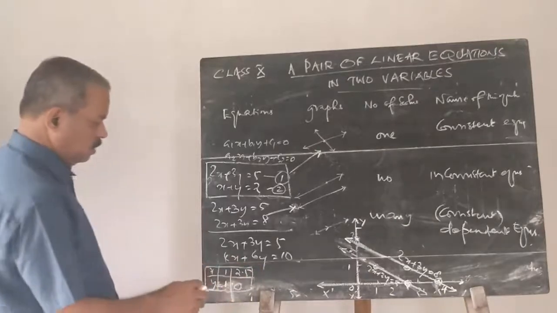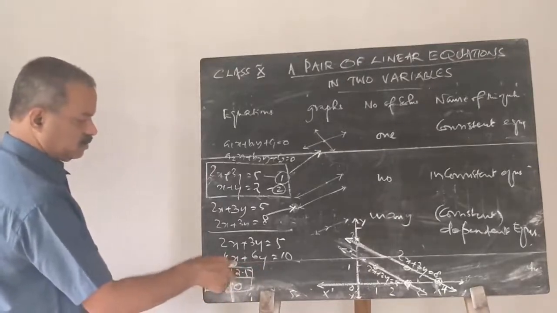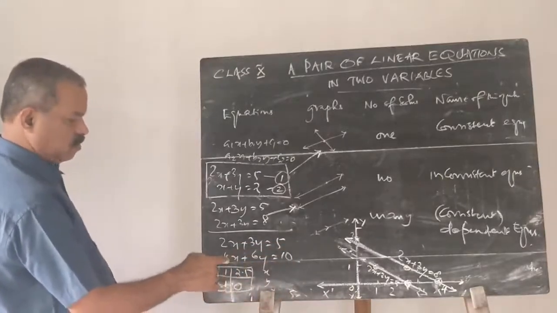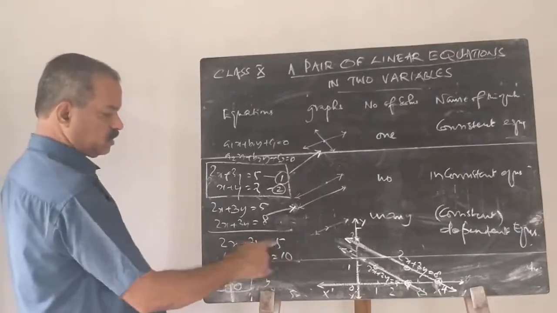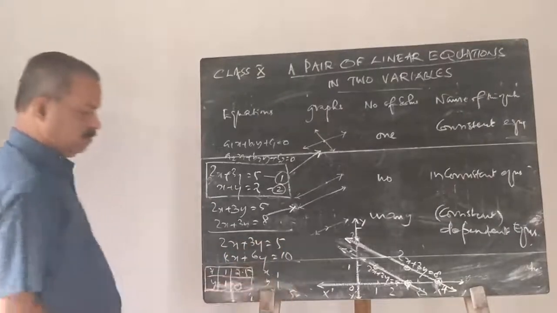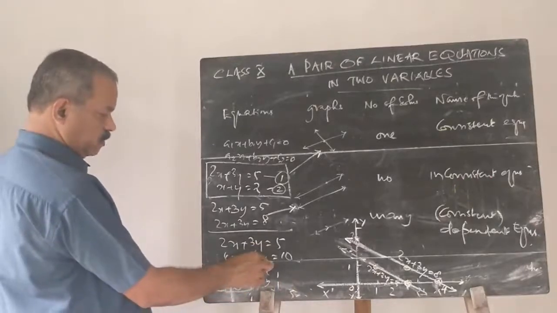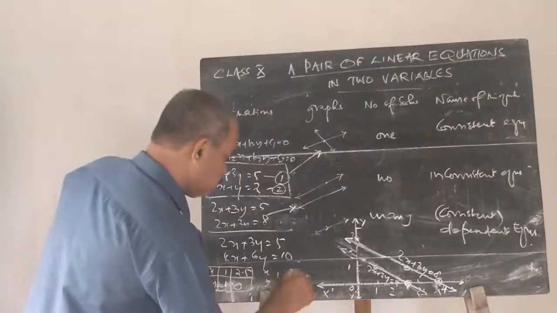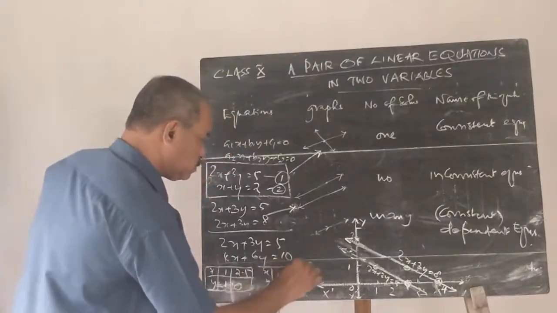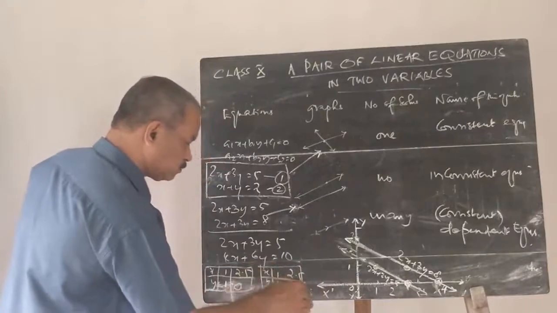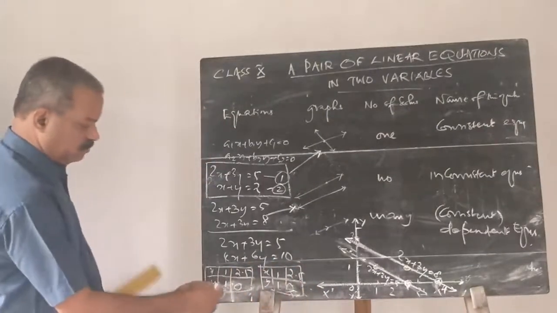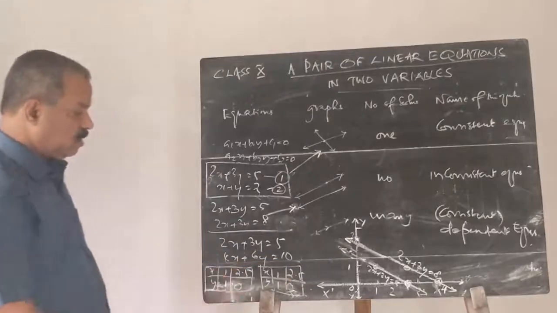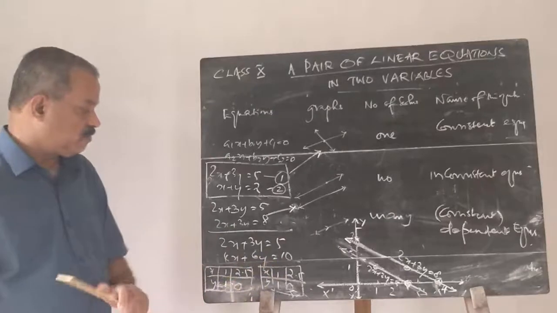Now the second equation. Same, x equal to 1. Then what is y? 4 into 1 is 4, 10 minus 4 is 6, 6 by 6, y equal to 1. If y equal to 0, 4x equal to 10, x equal to 10 by 4, 2.5. See the same coordinates: x 1, y 1, and x 2.5, y 0. Here also x 1, y 1 and x 2.5, y 0.